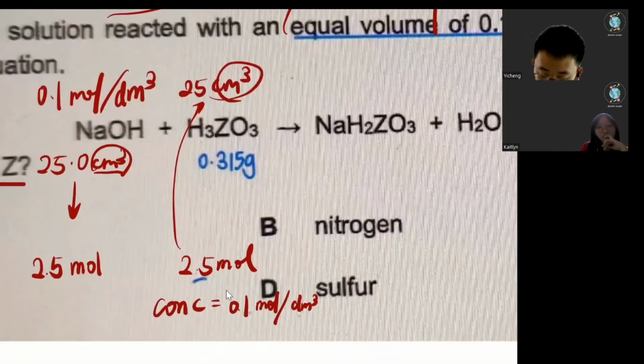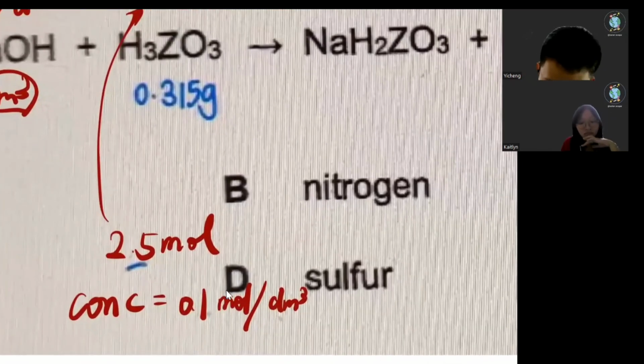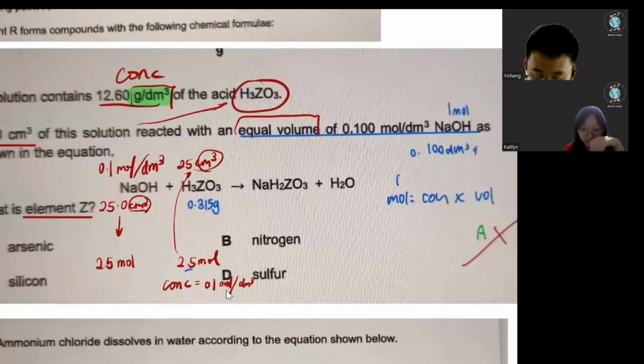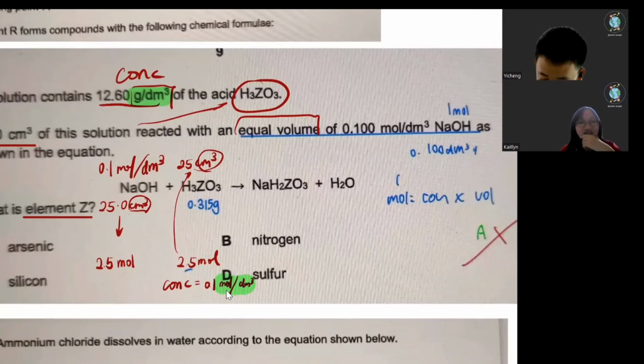Take note that we have two concentrations here. One is in gram per dm cube and the other one is in mole per dm cube. What's the relationship between the two of these? Maybe I can ask Caitlin. What do you think is the relationship between the two of these? So we know that mass equals mole times your Mr. So we can take mass divided by the number of moles to find the Mr of H3ZO3.